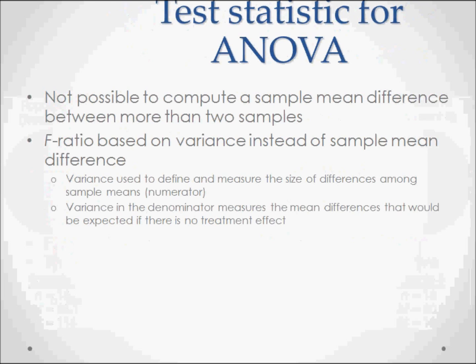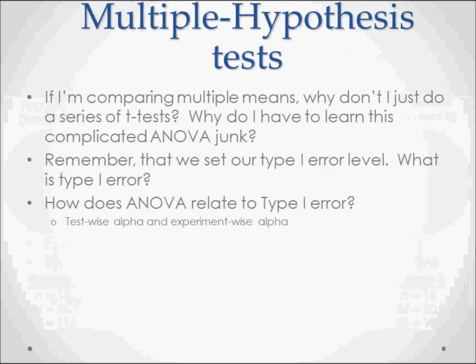Okay, so we talked about this. We talked about why we don't do multiple t-tests. We don't want to inflate our type 1 error. We want to keep alpha and type 1 error at 0.05.